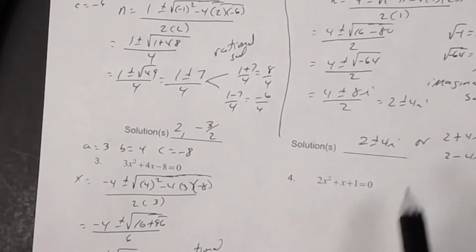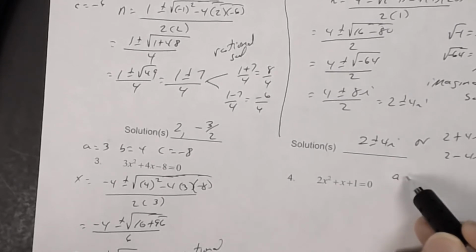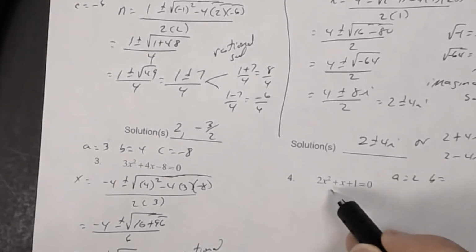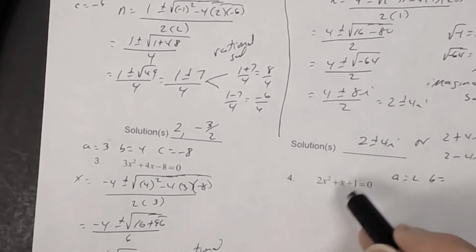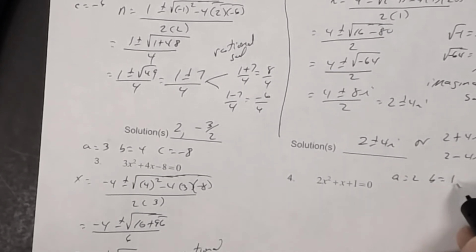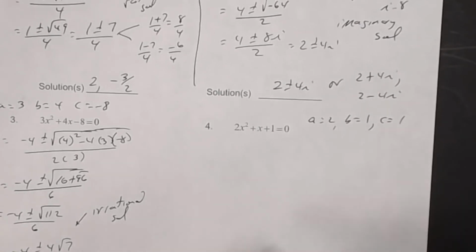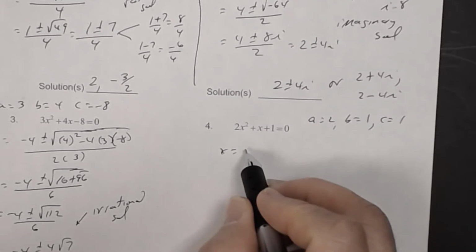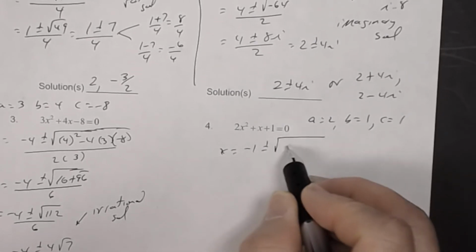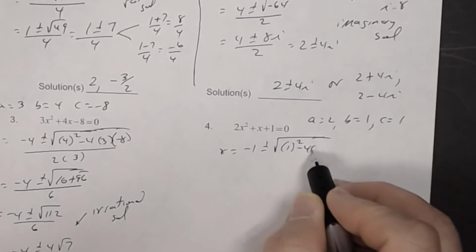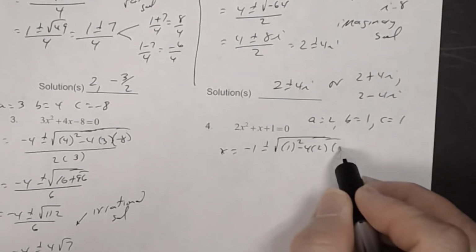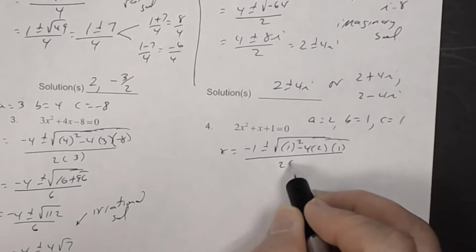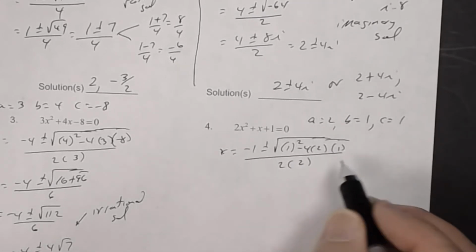Okay? All right, so number 4. It's already in standard form. So A is 2. Remember, A is the coefficient of x squared, so that's 2. B is the coefficient of x, so that's a positive 1. And C is your constant, which is also a positive 1. Put it into your formula, you get x equal the opposite of b. Well, b is 1. The opposite of 1 is a negative 1. Plus or minus the square root of 1 squared minus 4 times a, which is 2, times c, which is 1, all divided by 2 times a, which is 2.